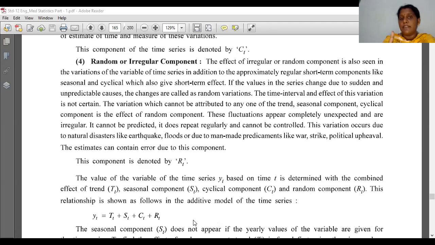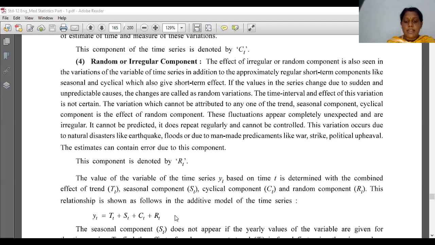I told you in each and every chapter some models are given. So in this chapter, the additive model of the time series is yt equal to TT plus ST plus CT plus RT, where yt is the dependent variable. You can't shuffle this. You can't write TT, RT, CT, ST like this. In the same order you have to go: TT, ST, CT, and RT. In this order only you have to write. If you shuffle these letters, I am not going to give you marks.